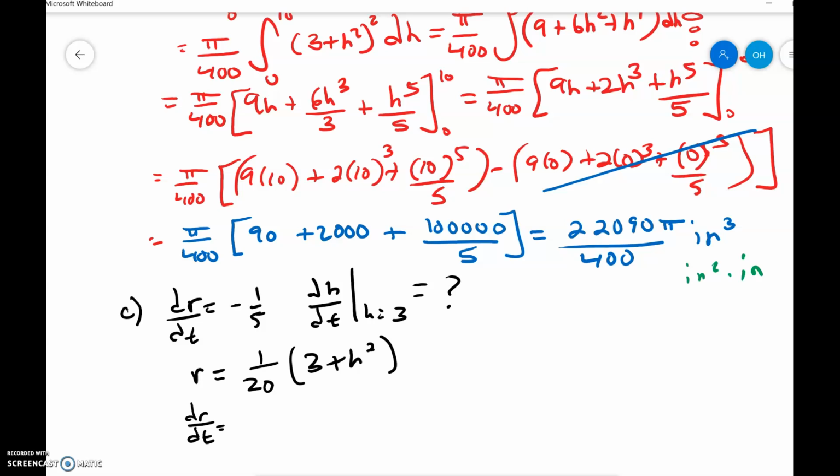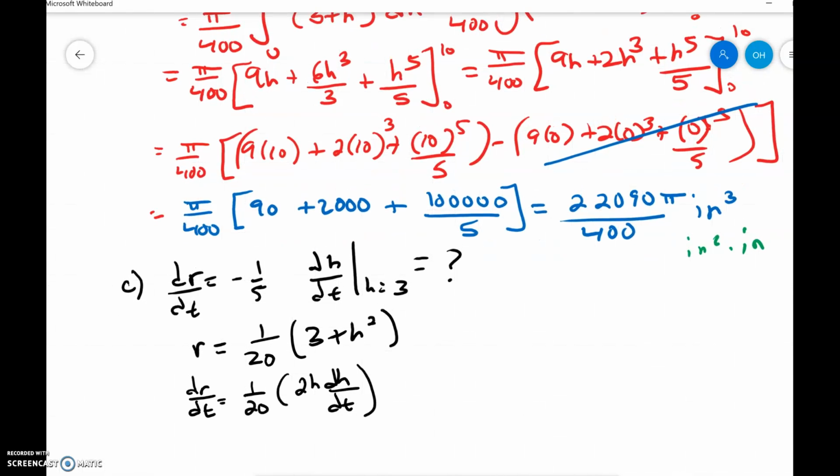So that would be dr dt, and I take the derivative of this, and this is just a coefficient, and now I'm just going to take the derivative of this. So derivative of 3 is 0, derivative of h squared is 2h dh dt, remember, because you got to differentiate implicitly. And now I'm going to evaluate this and start plugging in. So I'm going to come over here, and I have dr dt, that's negative 1/5. And I have my 1/20th, and I have my 2 times h, and they want us to evaluate when the height is 3. And then we're solving for dh dt.